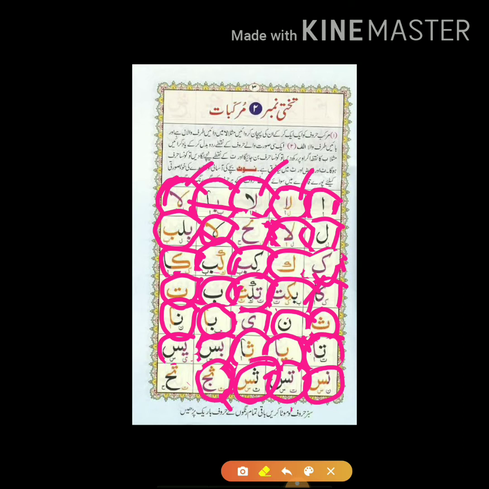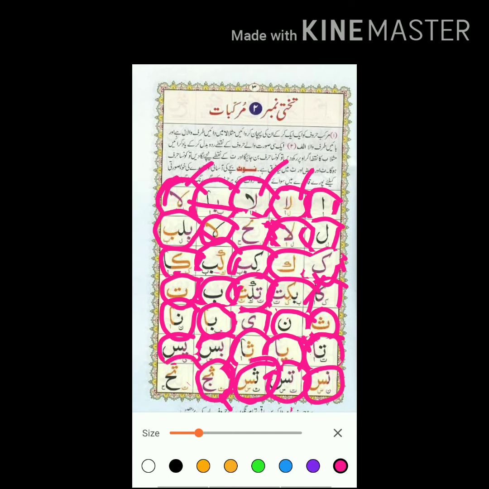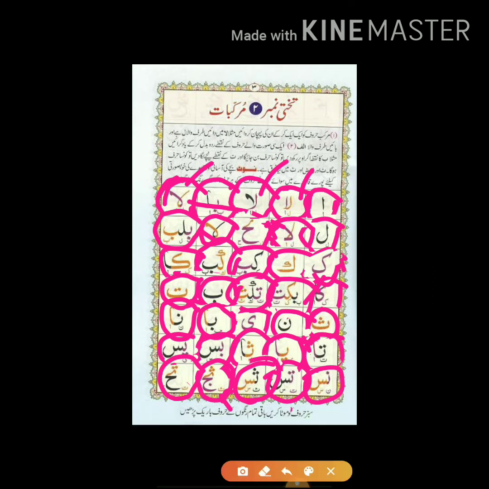Now moving to the next letter, this is also a very classic example. Here we have two dots, the same shape but with two dots. So we have two dots on which shape? Ta. So here it sounds like ta, ha. There are two letters in it, and those letters are ta, ha, ta, ha.